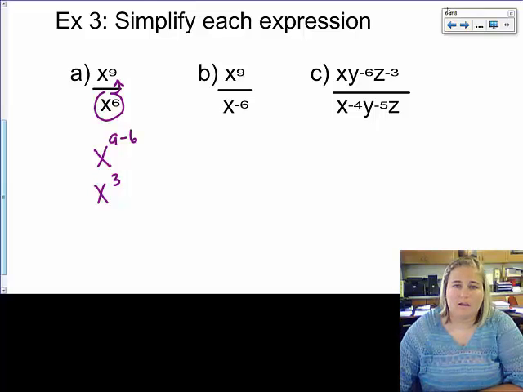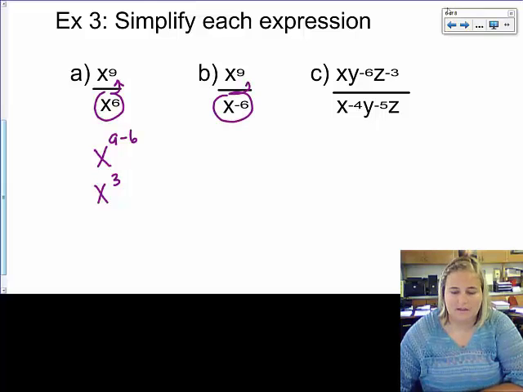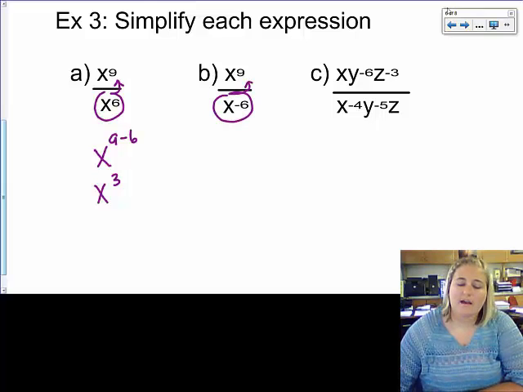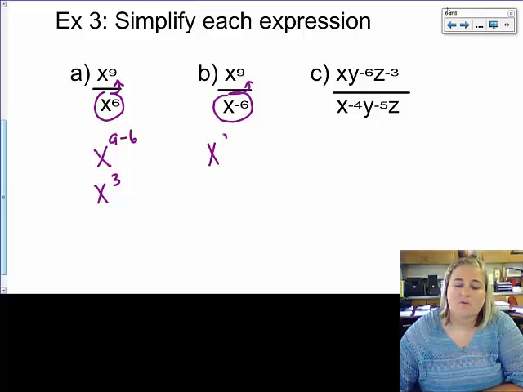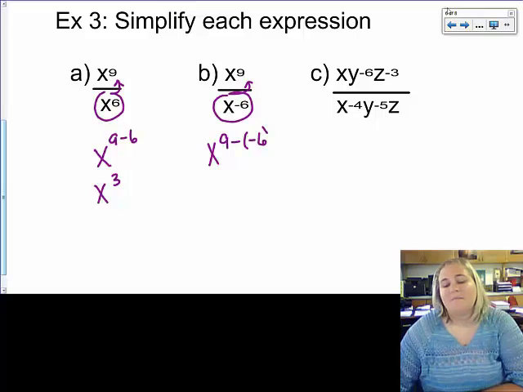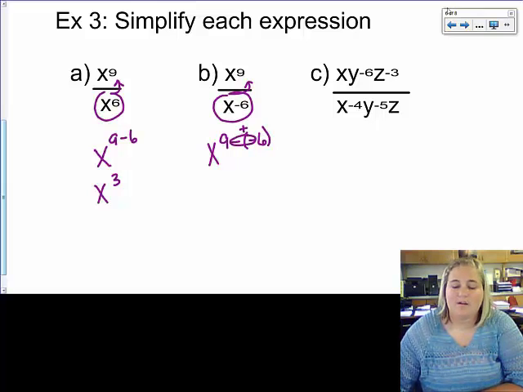On this one, the same thing is happening, but on this one I have a negative, and I want to change that negative to a positive. So to do that, I'm taking this one and I'm bringing it up here. Now, I'm going to show you this in two different ways. First is the quotient rule, which says that if I have x to the 9th, then I'm going to subtract whatever this is. So this is a negative 6. And minus a negative gives me a positive, so that would give me x to the 15th.